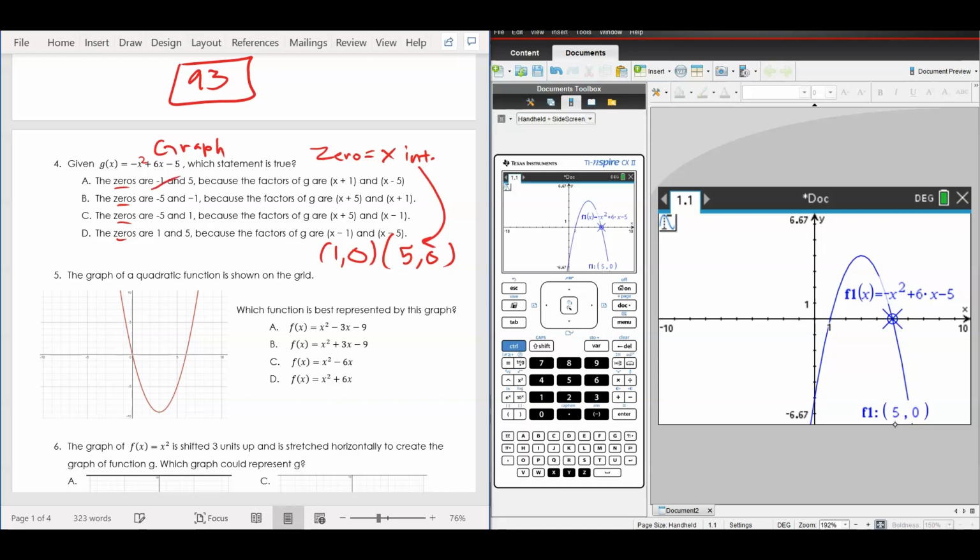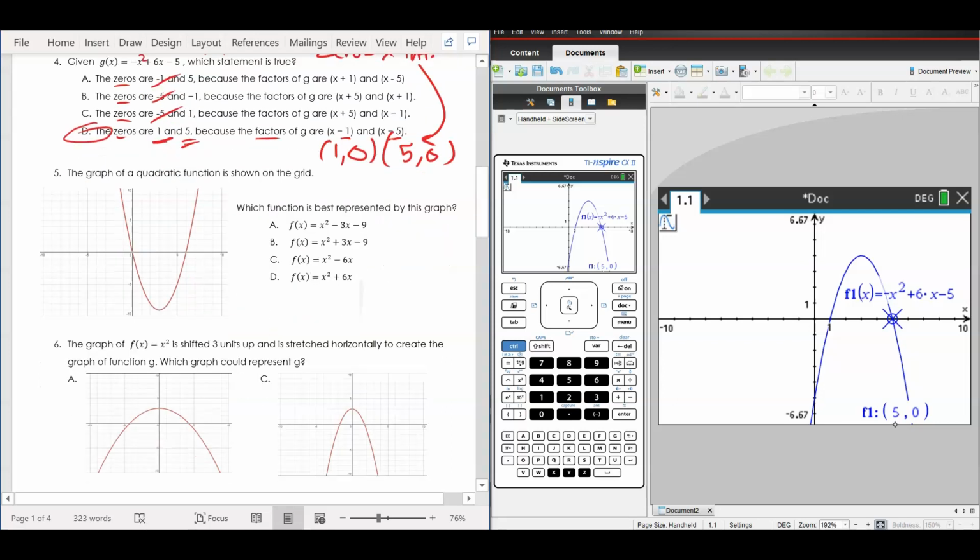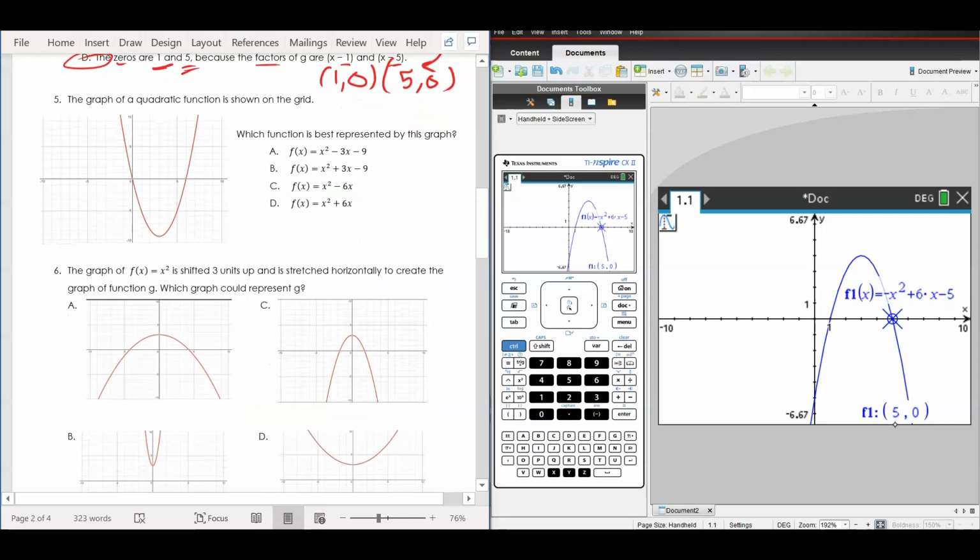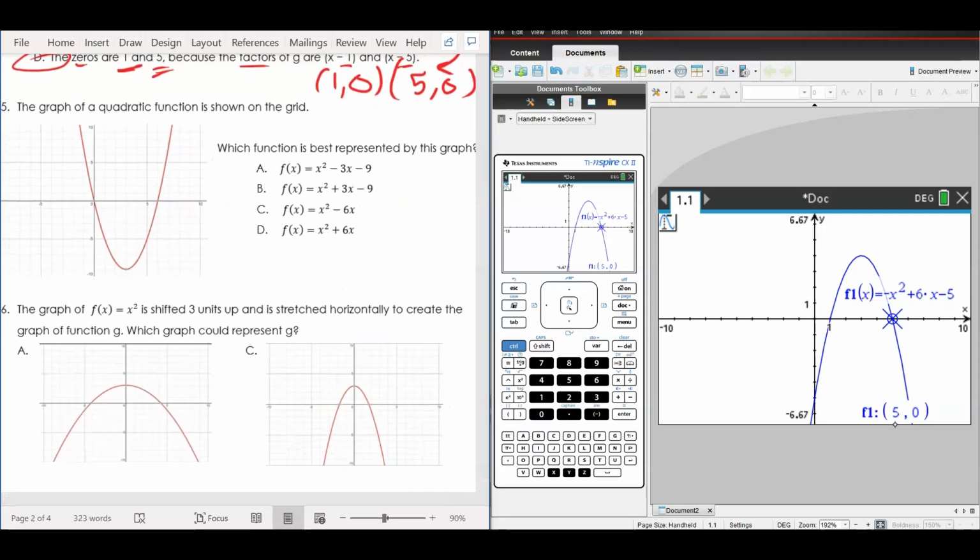So which answer best fits it? Is it -1? No. Is it -5? No. 1 and 5. That's it. Okay. When you have factors, the insides flip, so it's a negative and a negative, but the zeros are +1, +5. Cool. Number 5, the graph of a quadratic function is shown on the grid, which represents this graph?